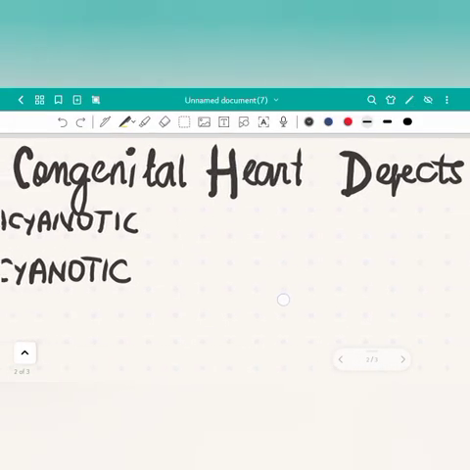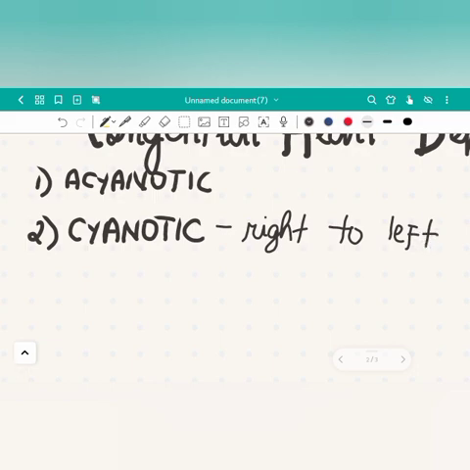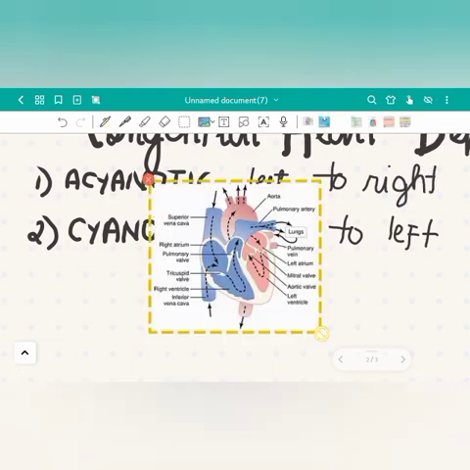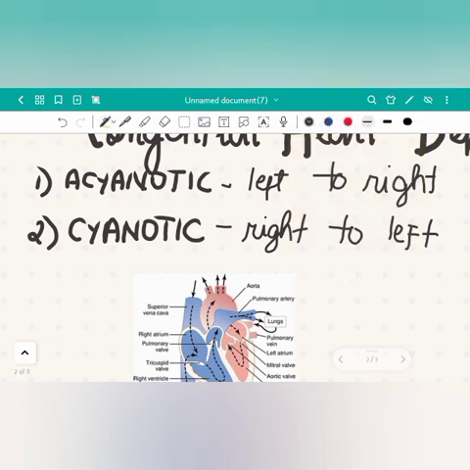So we're going to discuss congenital heart defects. Congenital heart defects have two types, the cyanotic and acyanotic. Cyanotic is the disorder from the right to left blood flow of the heart, while acyanotic is from left to right blood flow of the heart. So now we will discuss the most dangerous type, which is the cyanotic.